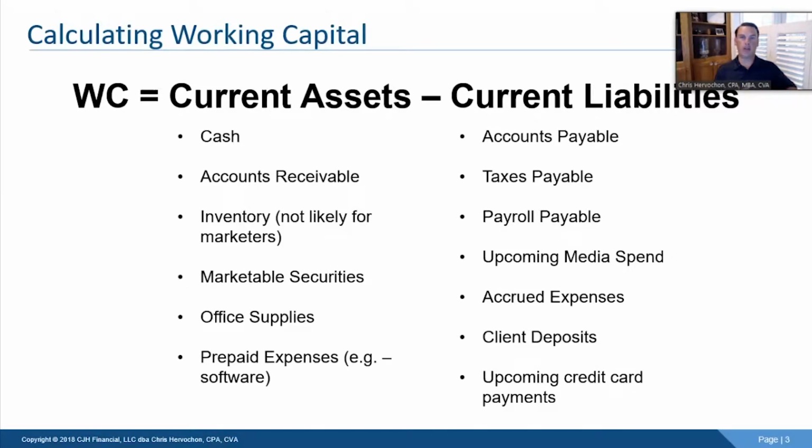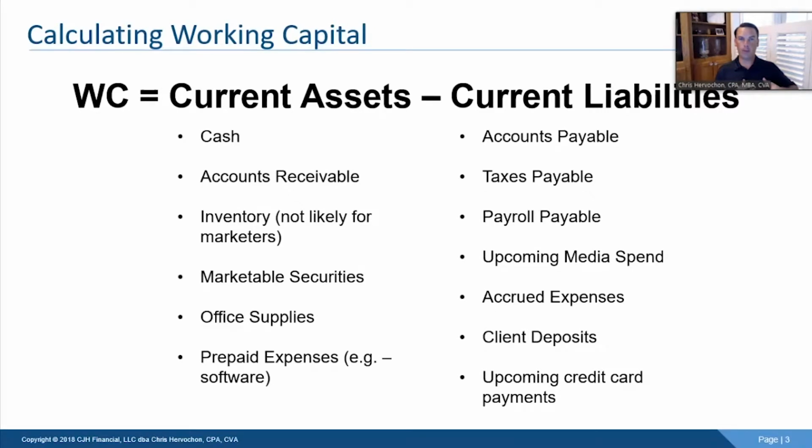And current liabilities. So that's the other side of the equation. Accounts payable. So these are bills that come into your agency that you need to then pay at some later date. That's going to be short-term, generally less than a year again. Taxes payable. So payroll tax, income tax, state income tax, things like that.